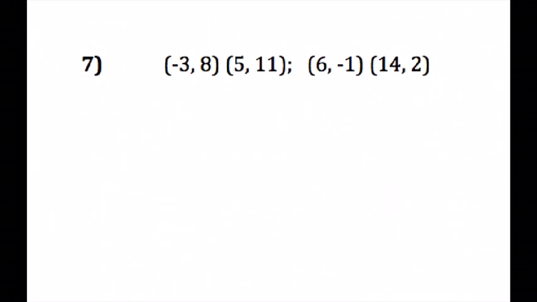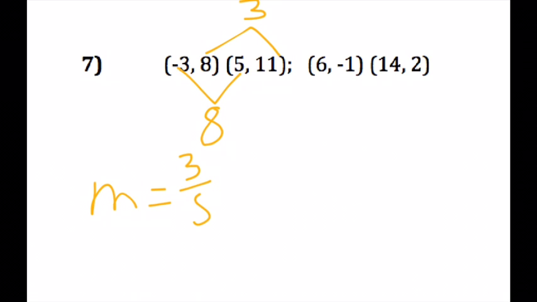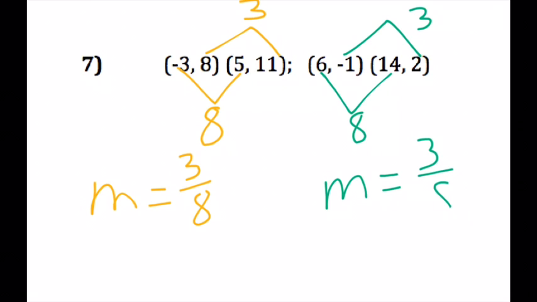Okay, for 7 through 14, our directions say we're going to find the slope of each line, and then we're going to determine if the lines are parallel, perpendicular, or neither. So I first of all want to find the slope of our first 2 points. From 8 to 11 is 3, and from negative 3 to 5 is 8. So my slope for this one is 3/8. Then my other point from negative 1 to 2 is 3, and from 6 to 14, that's also 8. So the slope of this line is 3/8 as well. Since these two lines have the same slope, we know that they are parallel.